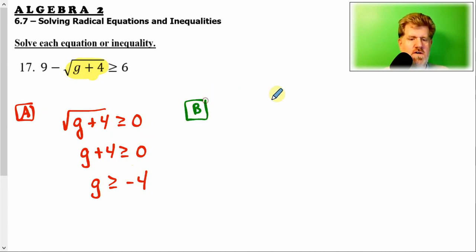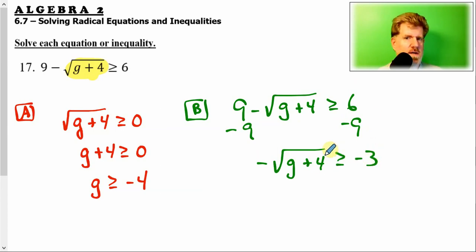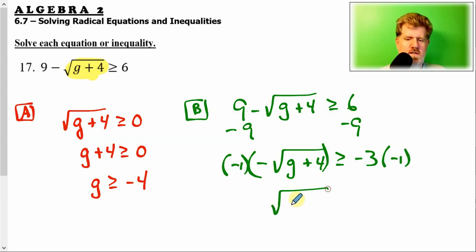Now let's solve the entire equation. You got to subtract 9 from both sides. Six minus 9 is -3. Now be careful, remember your rules. If I multiply or divide by a negative, I flip the sign. So I'm going to multiply both sides by -1. So I'm going to get the square root of g plus 4, flip the sign, is less than or equal to 3.